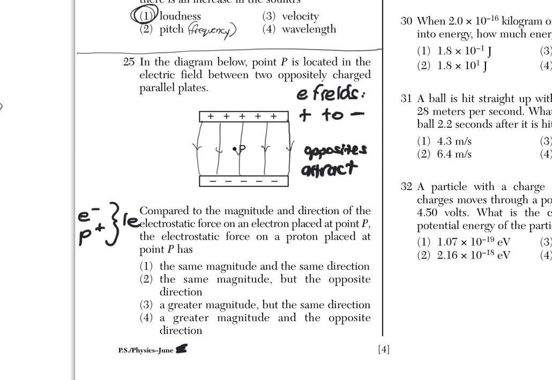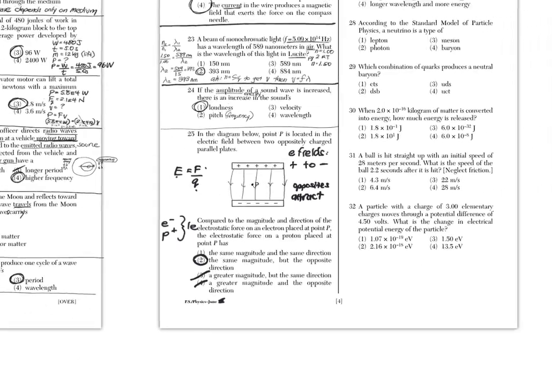All right. So let's see. Compared to the magnitude and direction of the force on the electron, the proton would have the same amount of force, because E is F over Q. So if you have the same electric field and the same charge, you're going to have the same force. So it's going to have the same magnitude of the force. So not 3 and not 4. But the proton would be attracted to the bottom plate, whereas the electron would be attracted to the top plate. So the force would have the same magnitude, but it would be in the opposite direction. There we go.